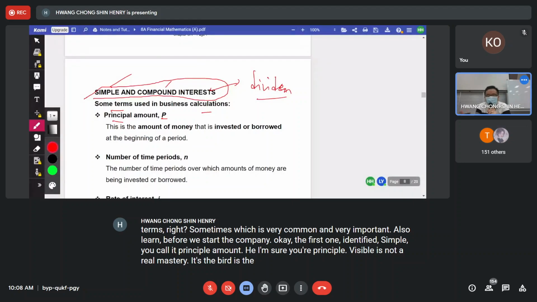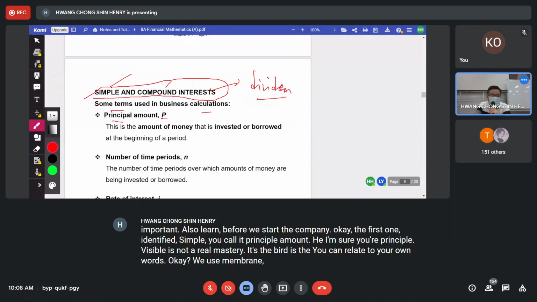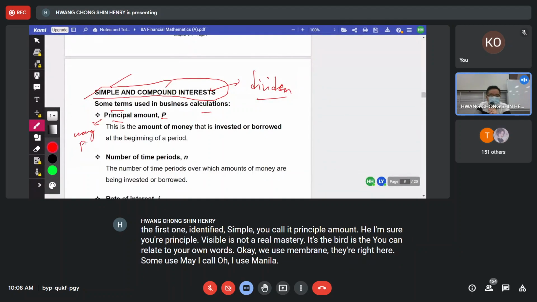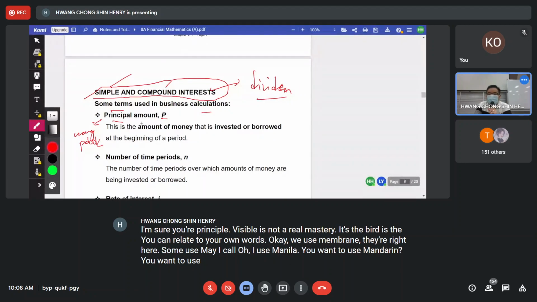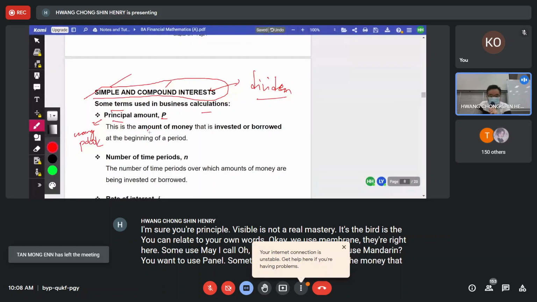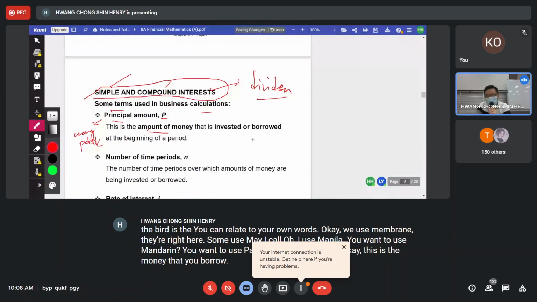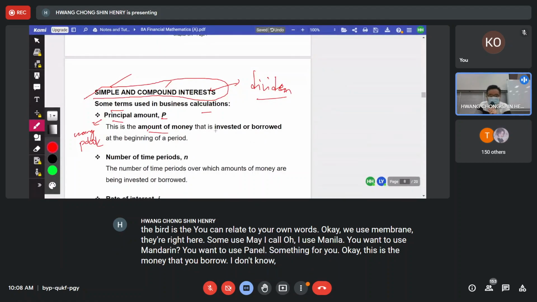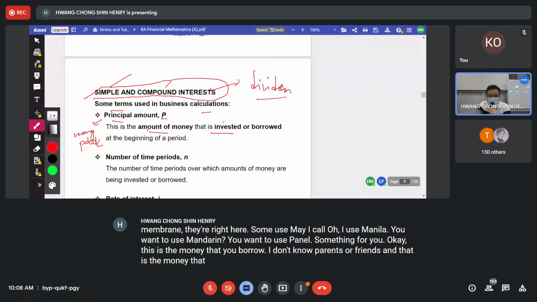Principal, you can relate to your own words. We use Mandarin, they write Mandarin words here, Chinese words. Some use Malay, it's called pokok. I use Malay. You want to use Mandarin or Tamil? It's up to you. This is the money that you borrow, either from your parents or friends, and that is the money that you invest in, save up at the beginning of a period.